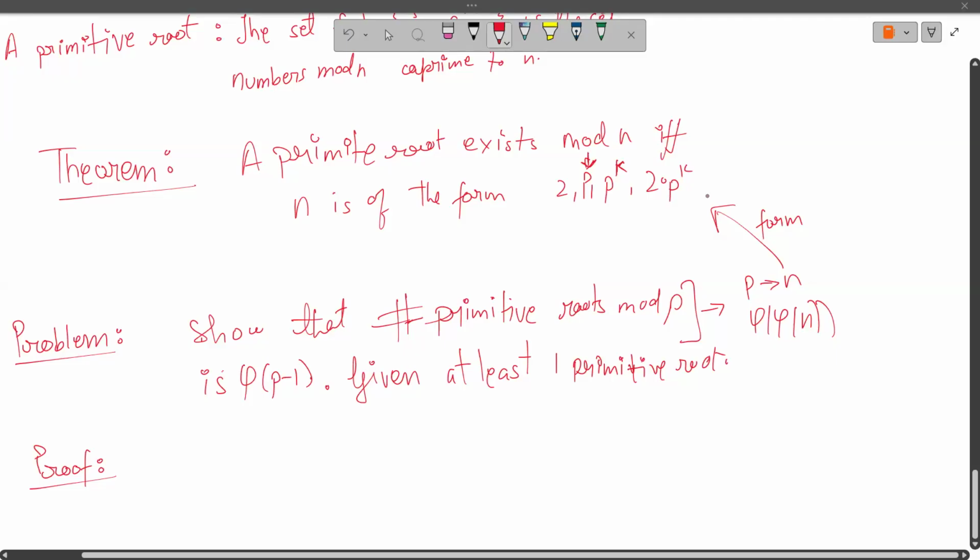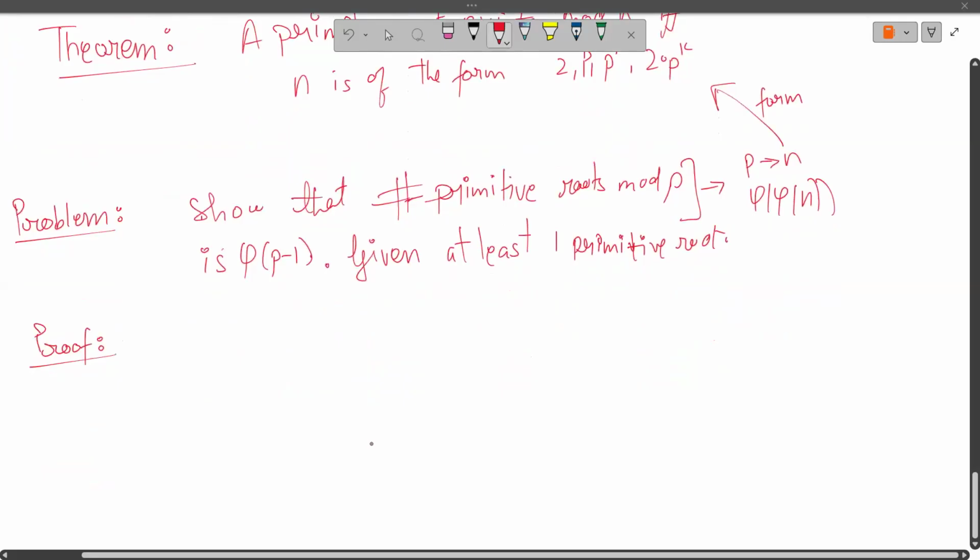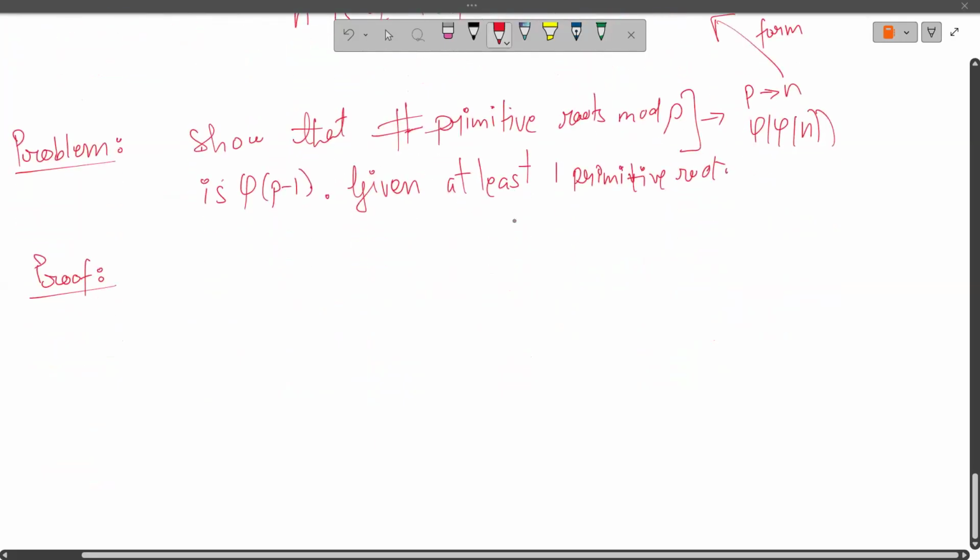Any ideas, people? Any ideas at all? Okay, in case you want a hint, tell me.